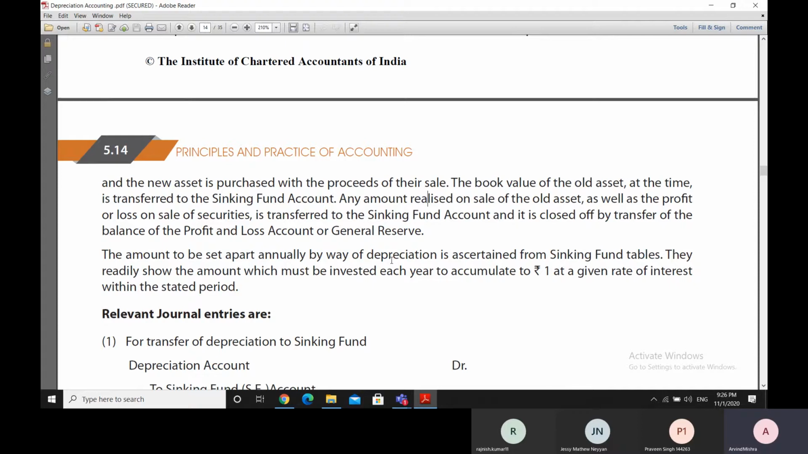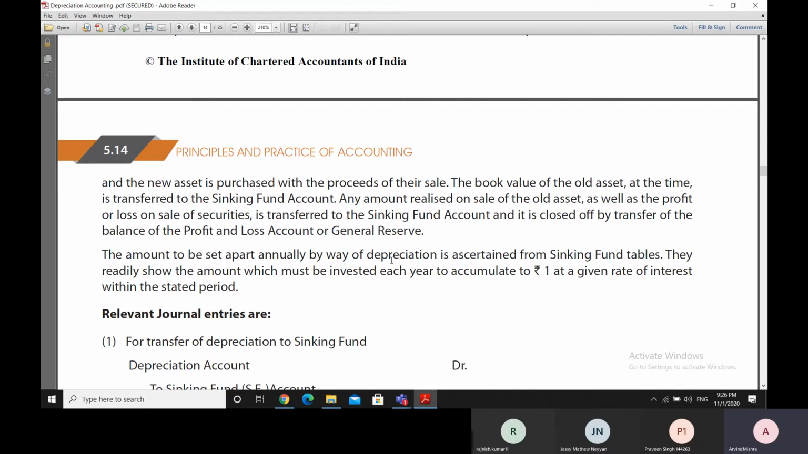So therefore, this ₹1 accumulation is the amount which we will need to replace the asset. We have to first decide how much amount we will need after the useful life of the old asset is over. For example, if the old asset life is about 6 years, or let's say 9 years, whatever it is, we have to estimate what will be the replacement cost of that asset after so many years, or 9 years.